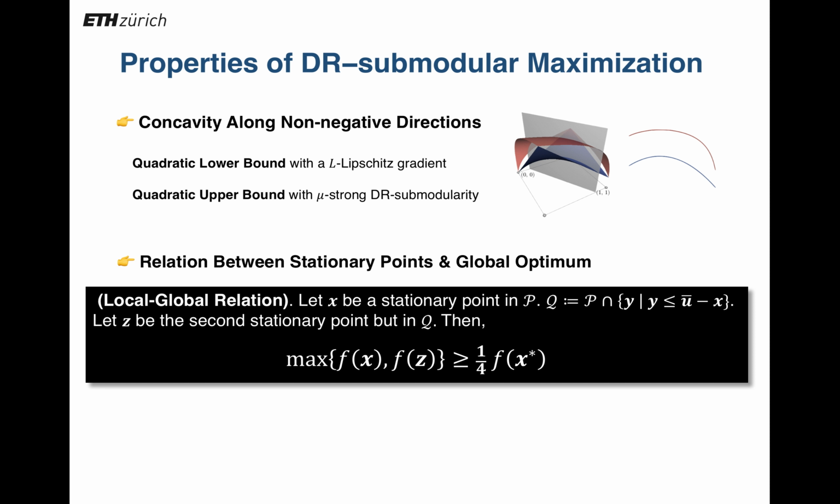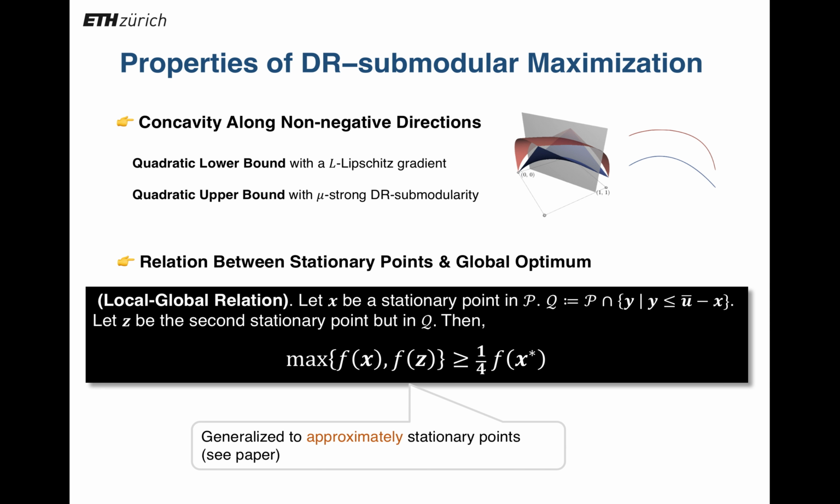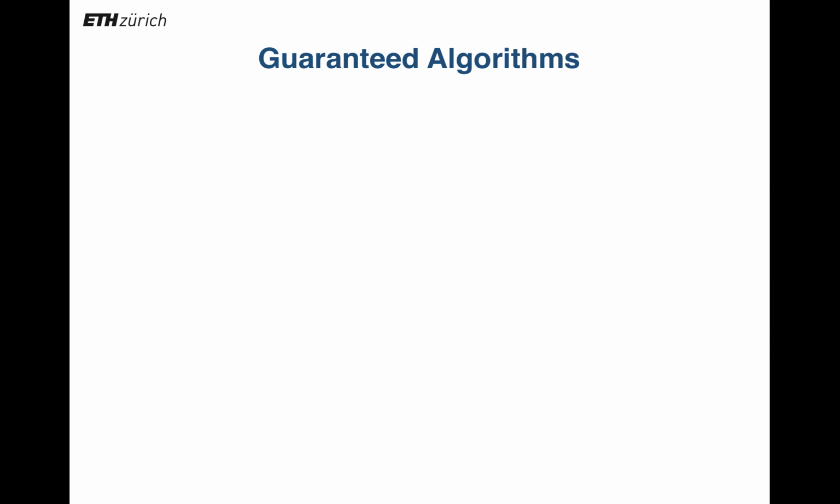Then it always holds that the maximum of f of x and f of z is at least a quarter of the optimal function value. This conclusion can be generalized to approximately stationary points. Based on these properties, we devised two guaranteed algorithms.